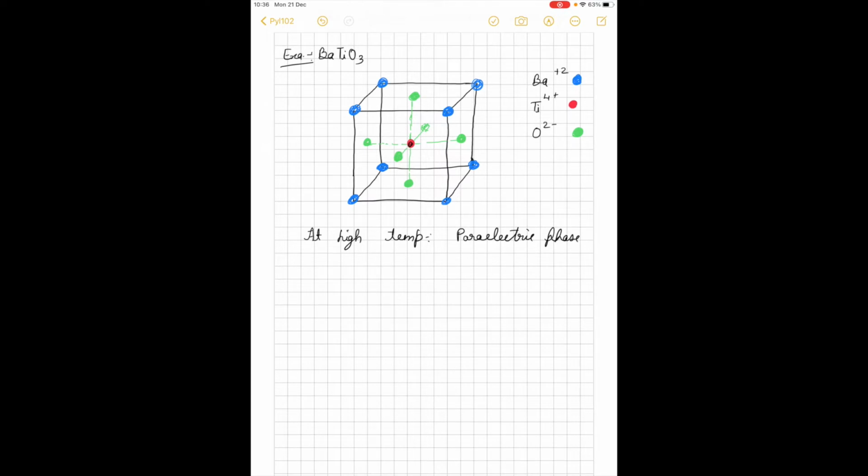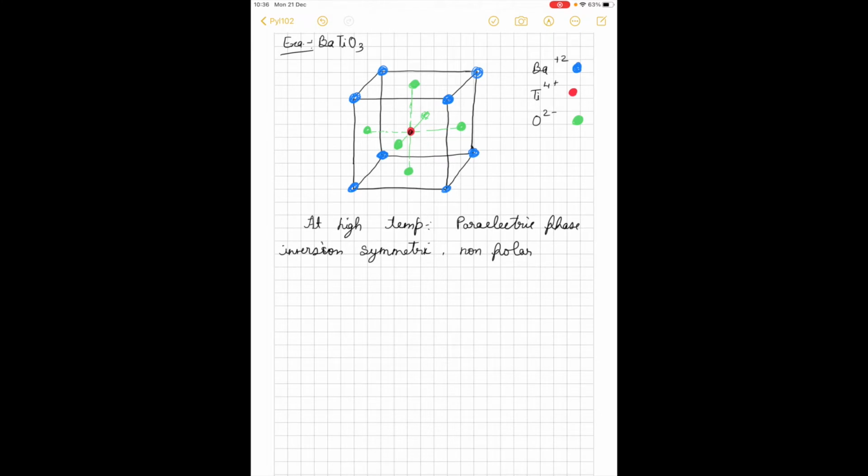All right, so this phase has inversion symmetry. If, for example, I put my point of inversion exactly on top of this red dot, and I go plus x minus x, or plus y minus y, plus z minus z, I'm going to see the same crystal structure. So this phase is inversion symmetric, and it's non-polar. It doesn't have any polarization, and that's why it's called the paraelectric phase.